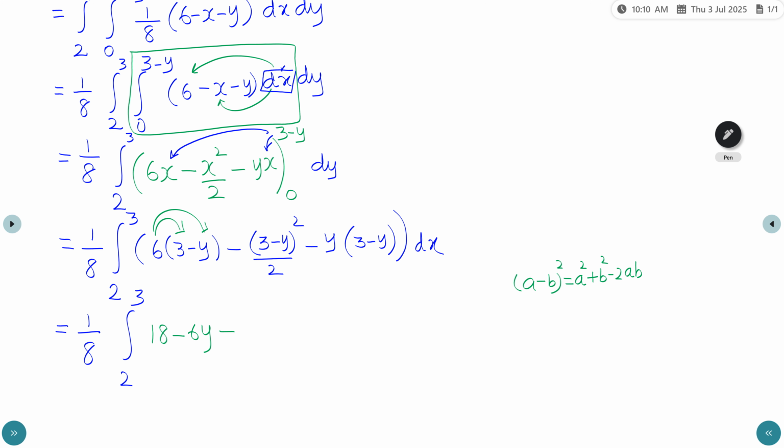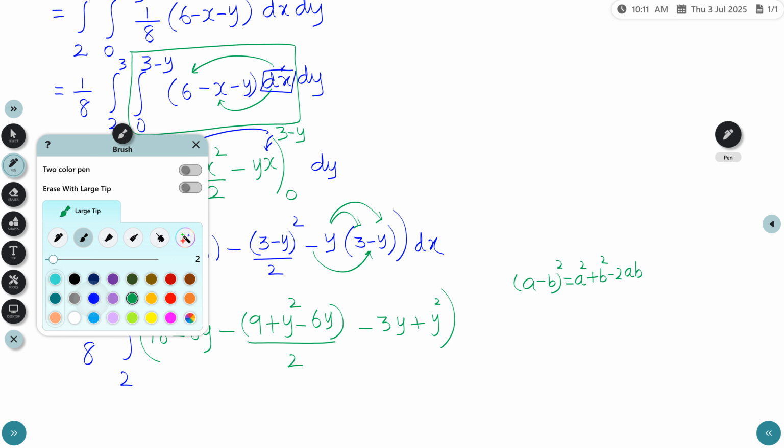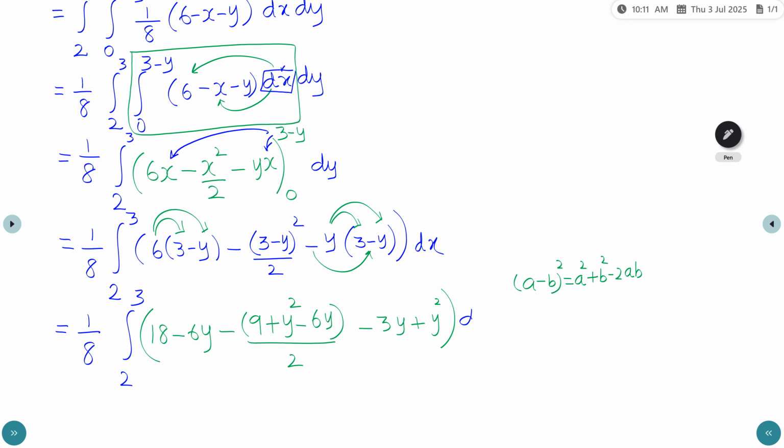So here a squared is 3 squared, that is 9, plus b squared, that is y squared, minus 2ab. 2 into 3, 6y, and 6y by 2 minus, multiply these two terms: 3y minus, into minus plus y squared, dx.